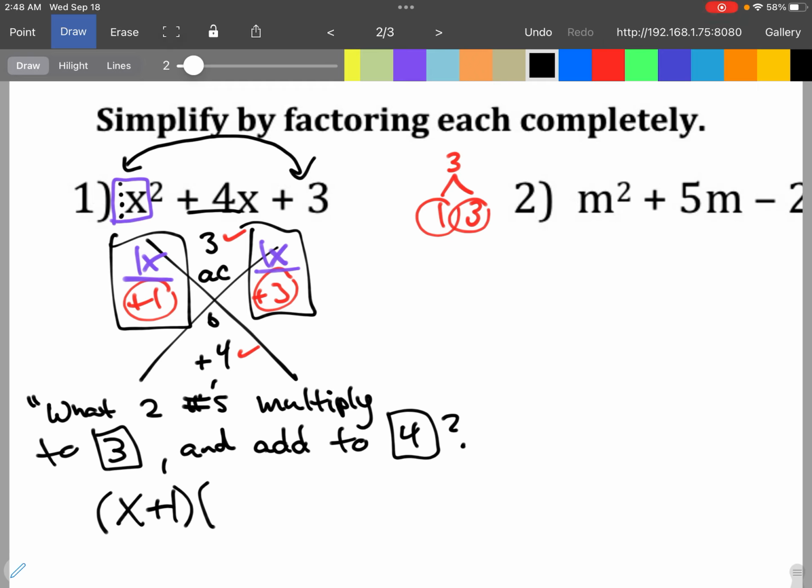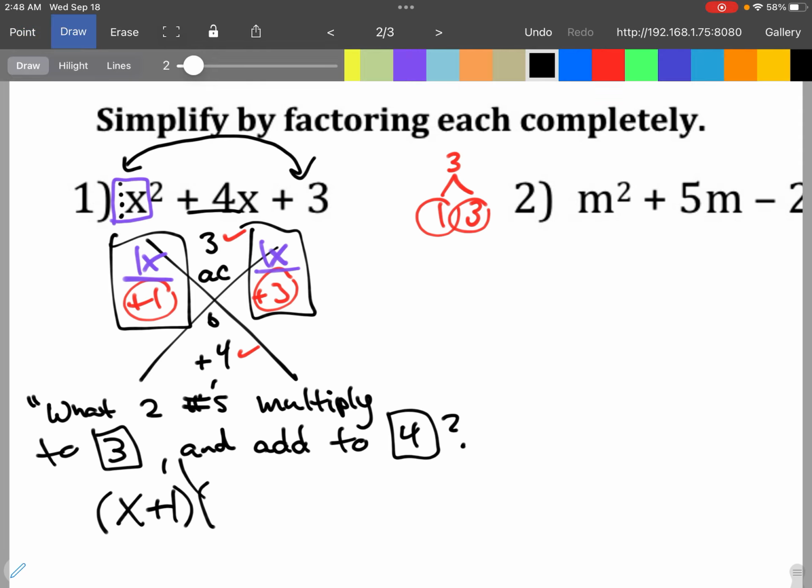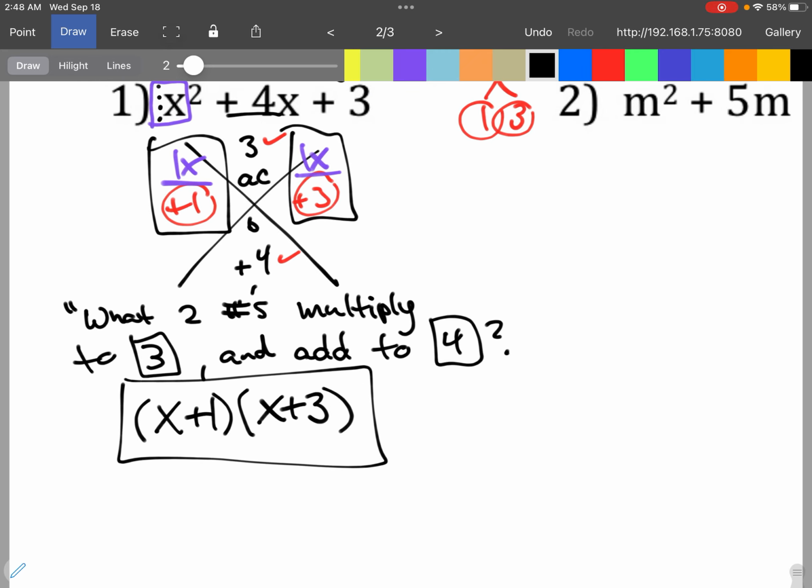For your second parenthesis, you're looking over here, you got 1x plus 3. You cannot simplify 1 over 3. You cannot simplify with a 1, period, okay? So this parenthesis is just going to be x plus 3. And this is your answer. These are the two numbers that multiply to give you x squared plus 4x plus 3.